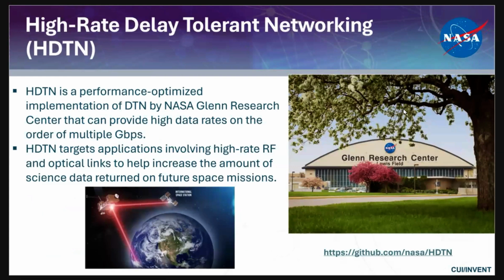HTTN, or high rate delay tolerant networking, is the performance optimized implementation of DTN by NASA Glenn Research Center that can provide high rates on the order of multi-gigabits per second. It's targeting applications involving high rate RF and optical links to help increase the amount of science data returned on future space missions.